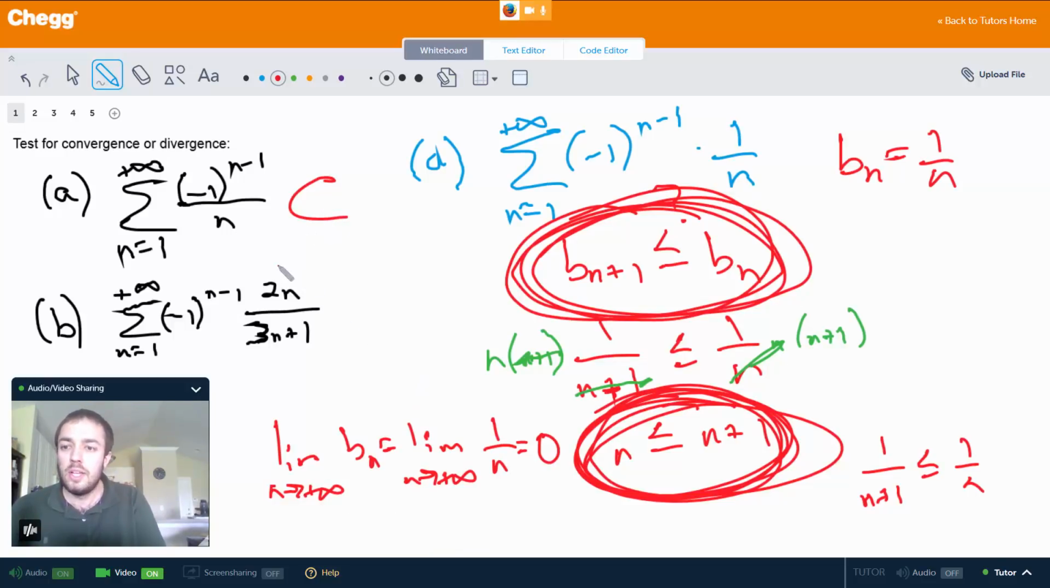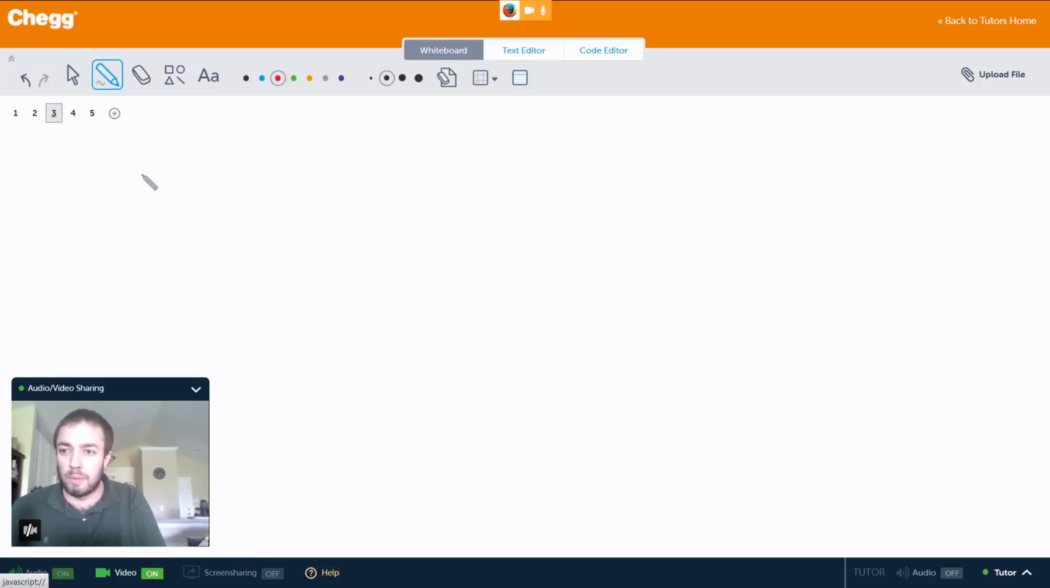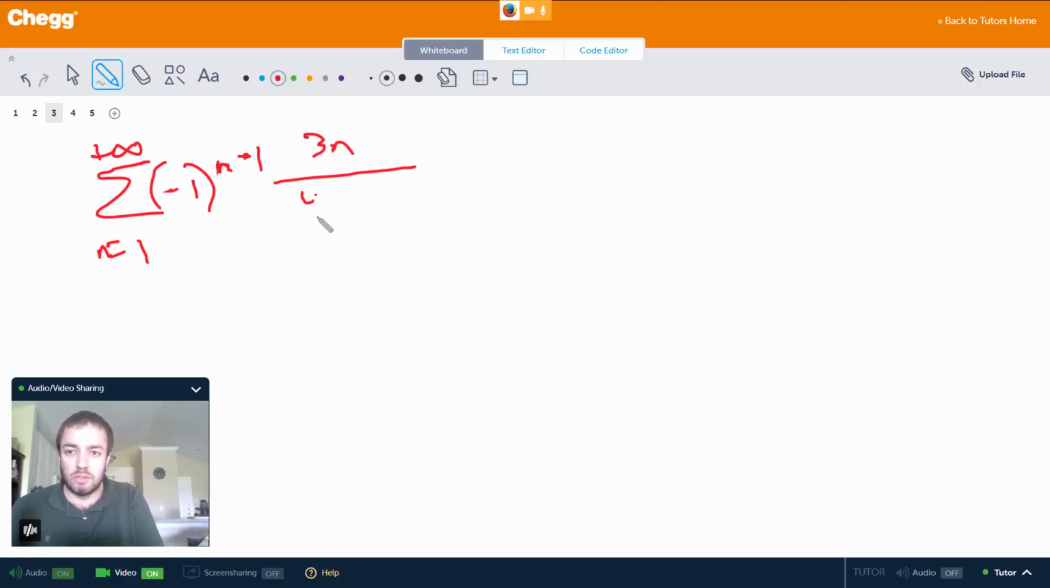Okay, so what about the series in part B? Let's go ahead and go to a new page. So let's rewrite the series. We have n equals 1 to positive infinity, negative 1 to the n minus 1, 3n over 4n plus 1.